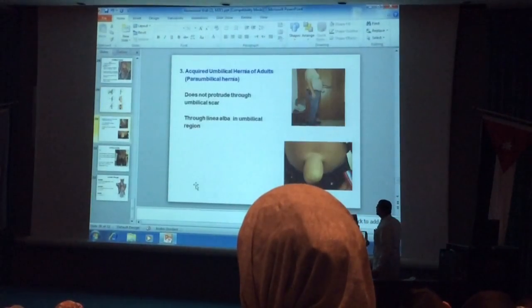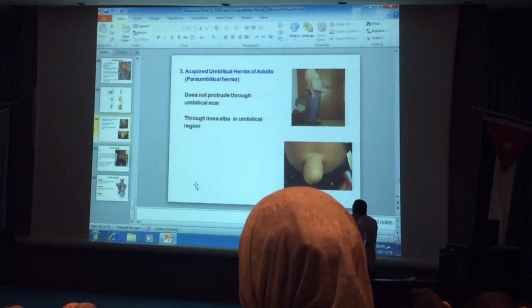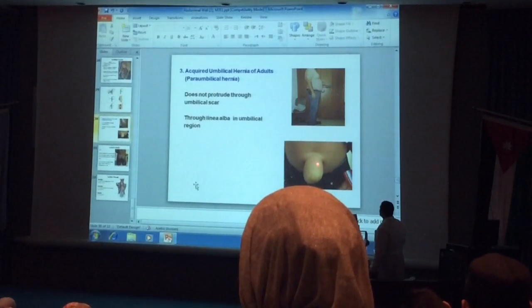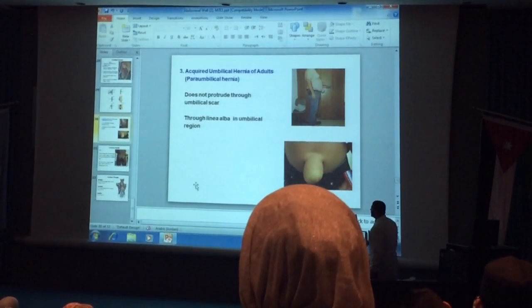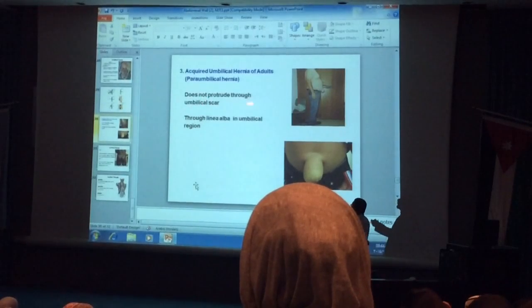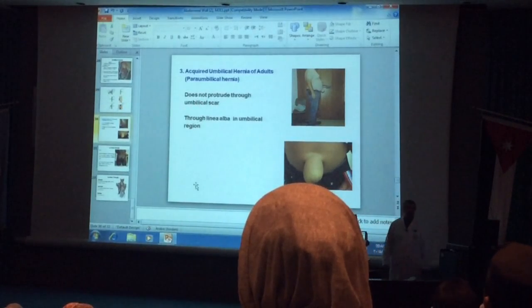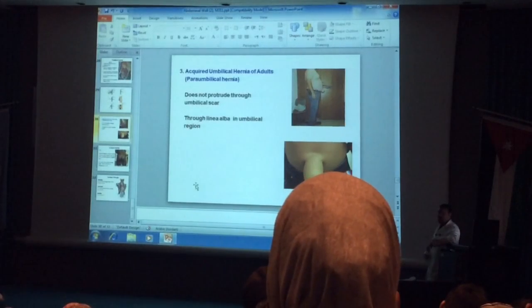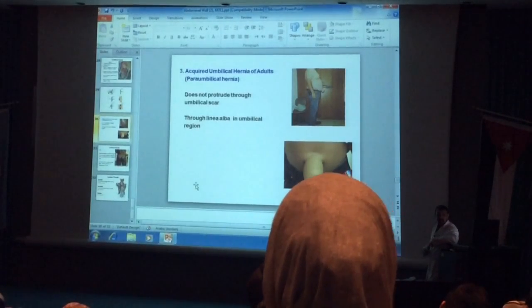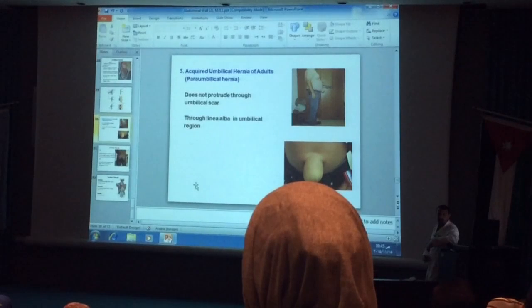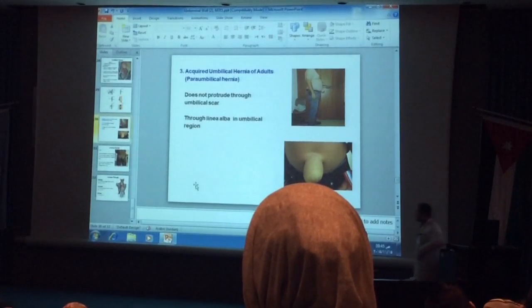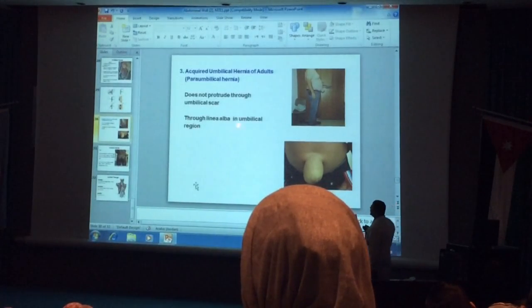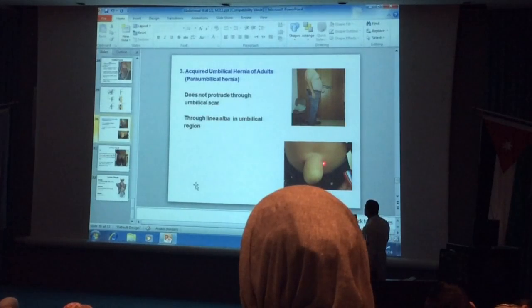The other one, the third one, is the acquired umbilical hernia of adults, not of a child, as you see. Very prominent, okay? It does not protrude through the umbilical scar, because in adults the umbilical scar is completely obliterated. What happens is usually due to weakness in the linea alba, whether above or below the umbilicus. Most of the time it's above, so it goes through the linea alba in the umbilical region, okay?